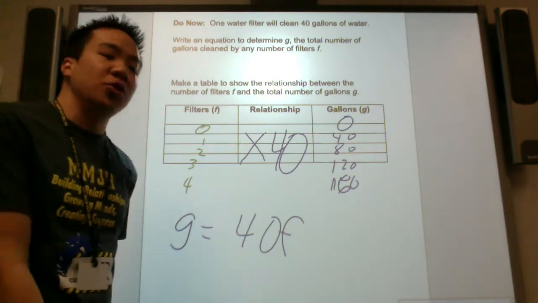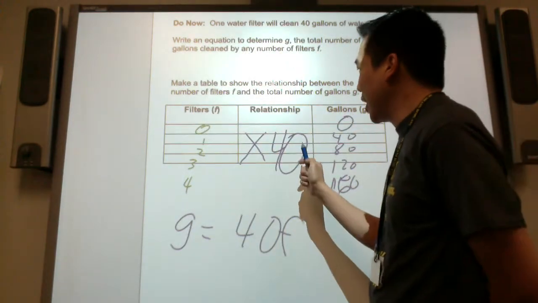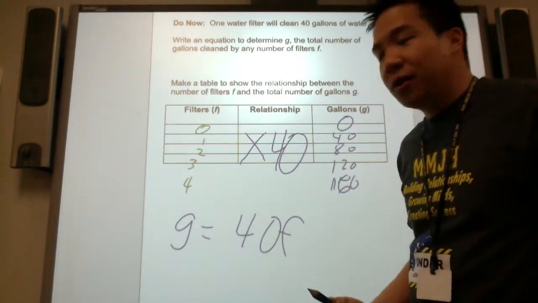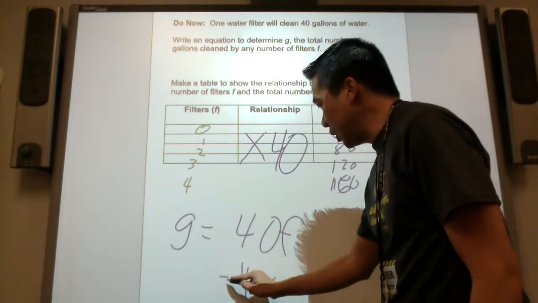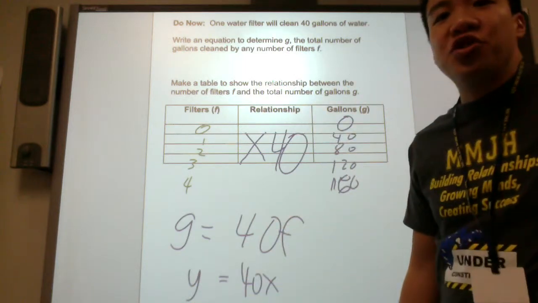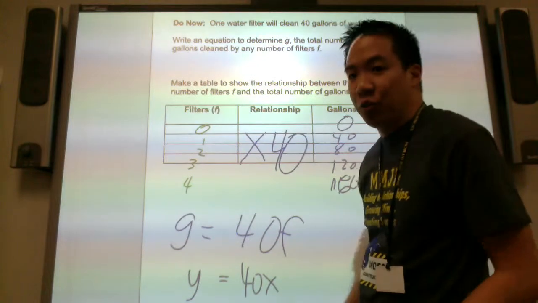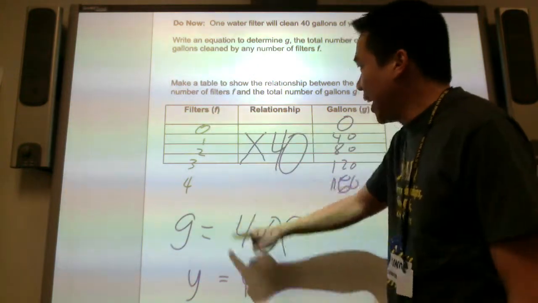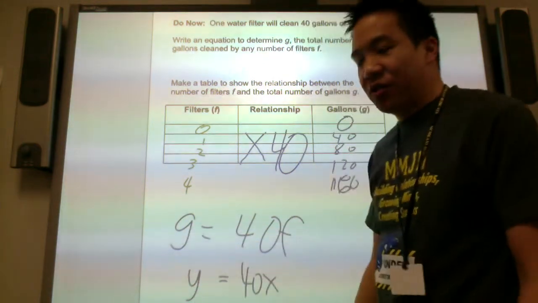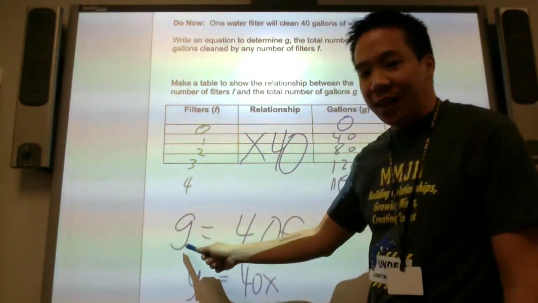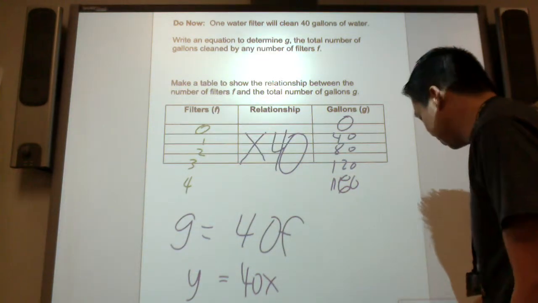I have some students who do this one, which is not really wrong. They like using X and Y, which is good. So they use 40X is equal to Y. But make sure you substitute the variable letters with the letters they provided. So X will be substituted with F, Y will be substituted with G. So to find the number of gallons, you have to multiply 40 by the number of filters.